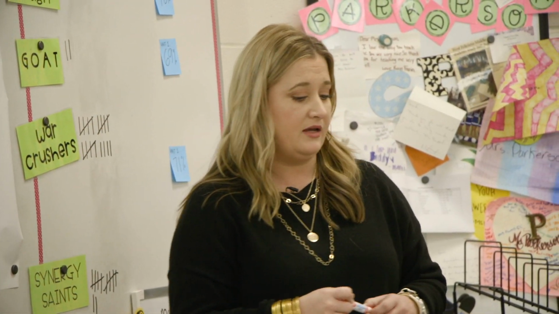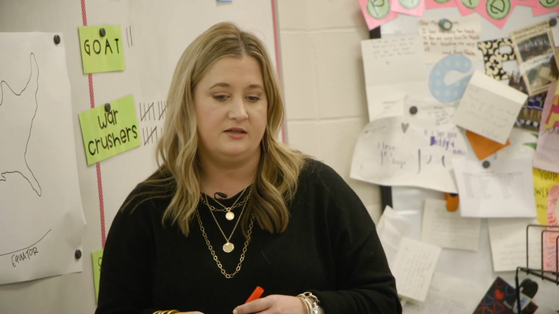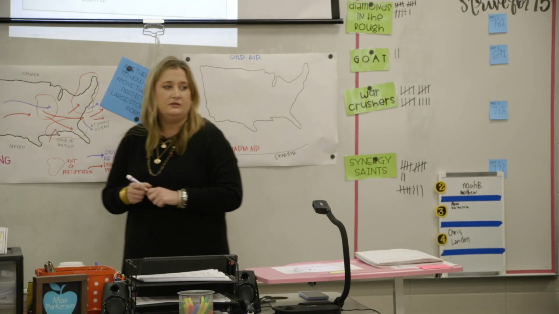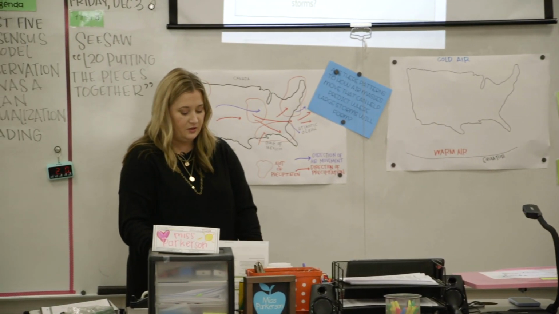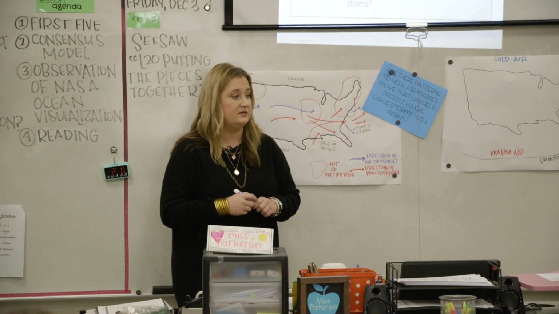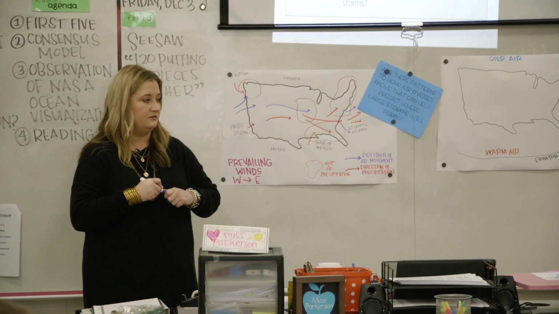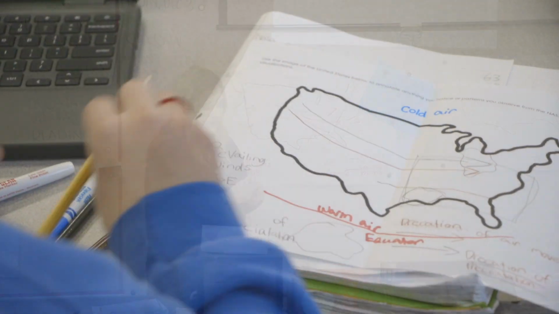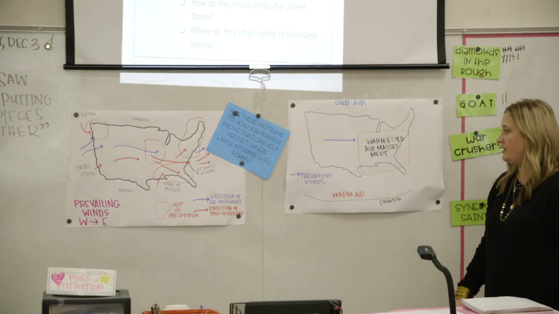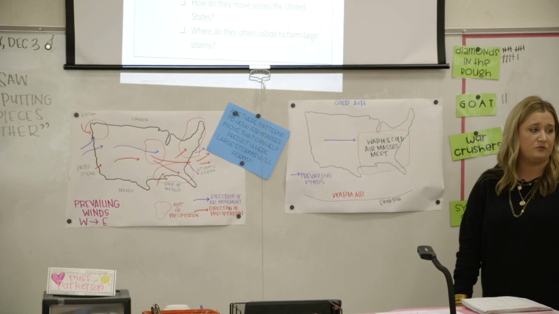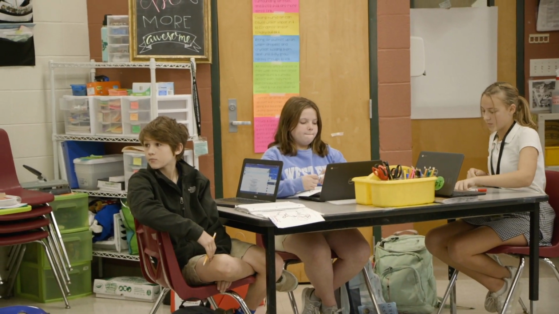How do these air masses move across the United States? Jackson? West to east. And what is moving them west to east? Rustin? The prevailing winds. So the question we were asking yesterday was, are there patterns to how air masses move that can help predict where large storms will form? Talk with your group about the answer to that question.